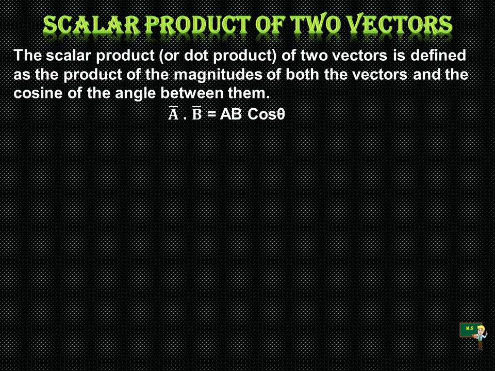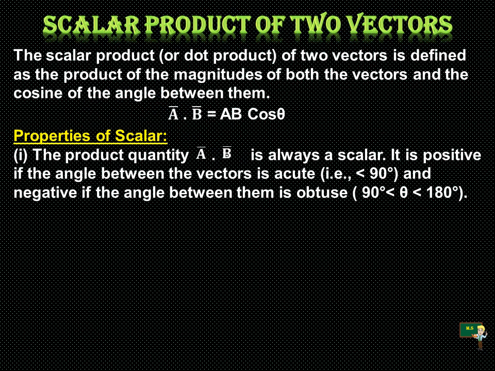The scalar product or dot product of two vectors is defined as the product of the magnitudes of both the vectors and the cosine of the angle between them. That means A vector dot B vector is equal to AB cos theta. If there are two vectors A and B having an angle theta between them, then their scalar product A dot B is equal to AB cos theta. Now let's see what are the properties of this scalar product.